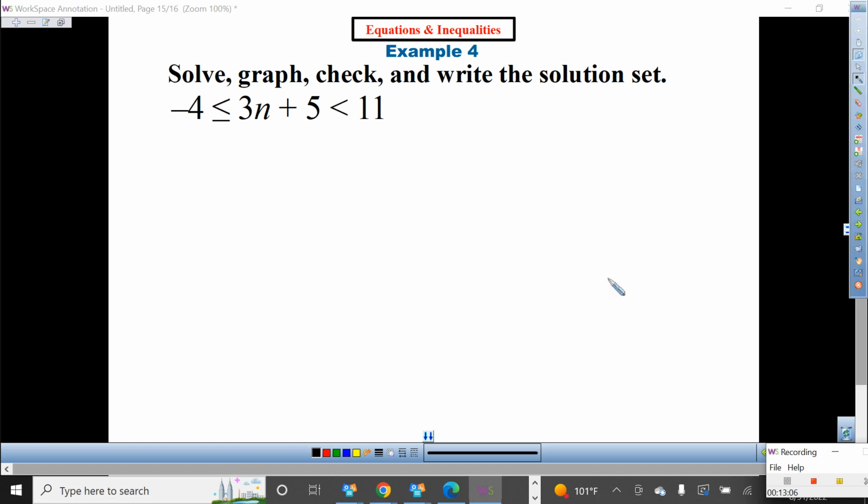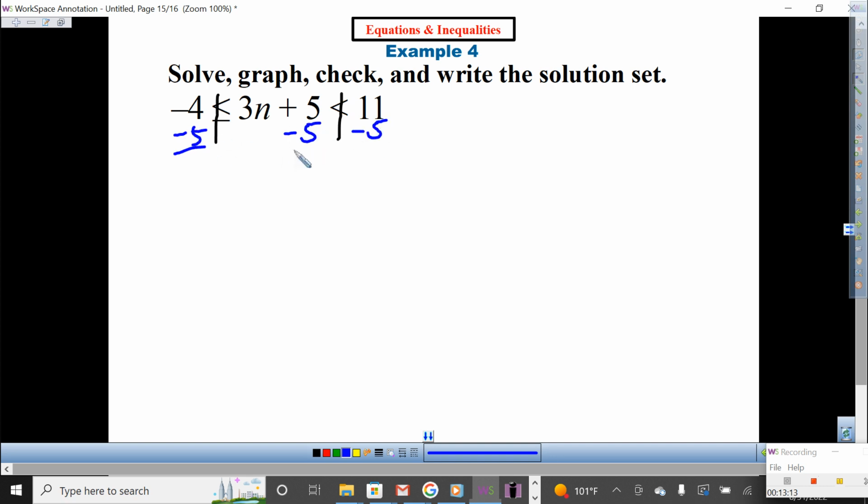All right, let's see. Oh, I forgot to do this. There you go. All right, get it started, please. Starla, what do I do first? What did you do first? Subtract 5, subtract 5, subtract 5. So we end up with -9 less than or equal to 3n. This cancels. Less than 6.